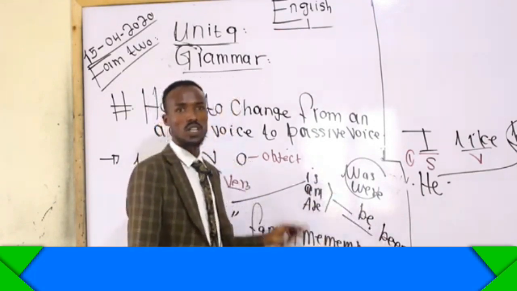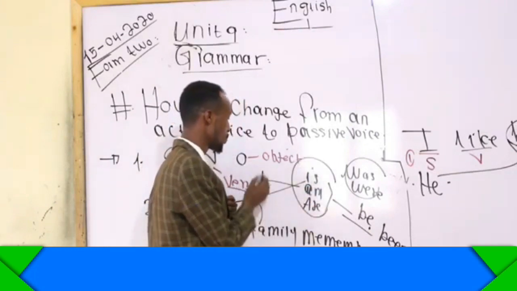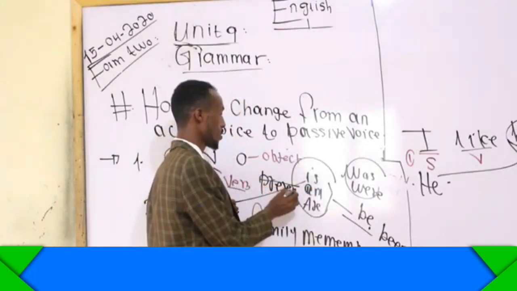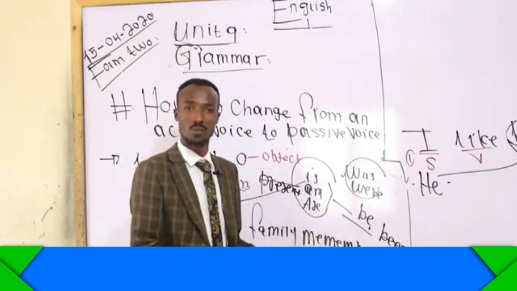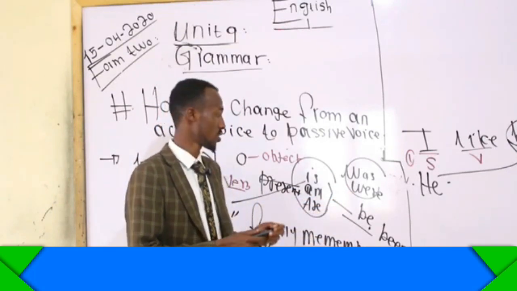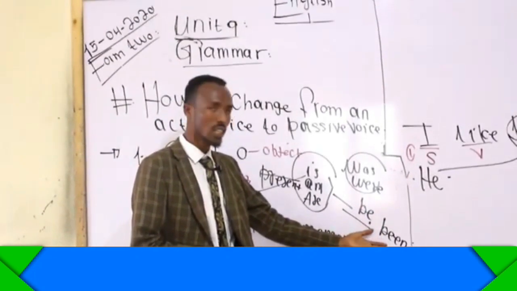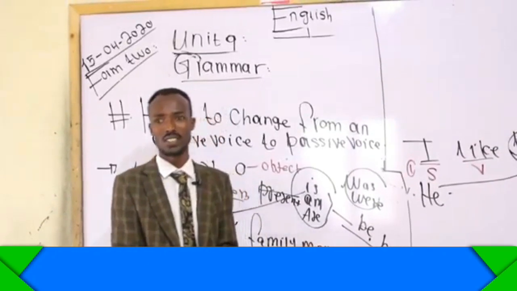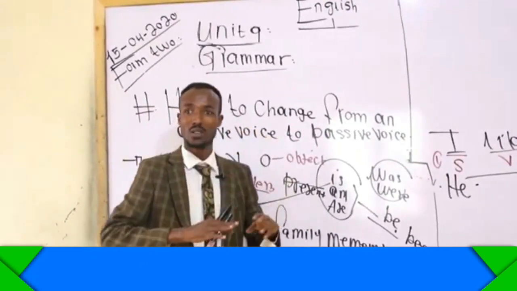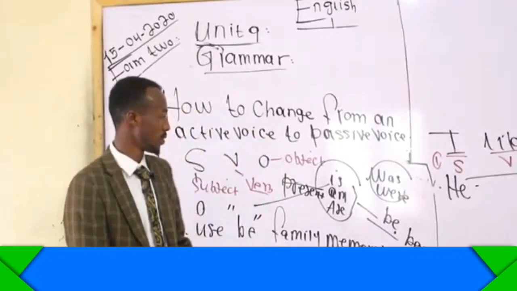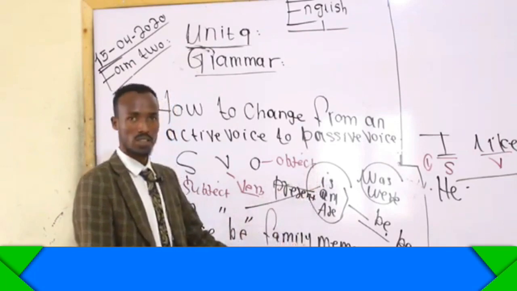Is, am, are, we can use in simple present and present continuous tense. This one is present tense. Was and were, we can use in the past tense, like simple past and past continuous tense. And be, we can use somehow in simple future. And been, we can use in perfect tenses, such as present perfect. Already I told you that one. I don't like to teach you again. So dear students, again you have to use be family members.